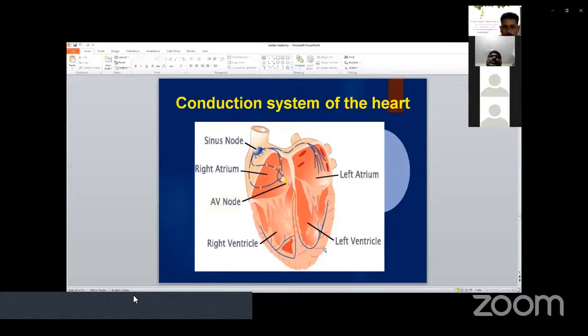So next one is the vascular system. The vascular system is nothing but blood circulation. I have told you that from the right atrium, blood flows to the right ventricle, then goes to the lungs, then oxygenated blood comes back to the left atrium, then to the left ventricle, and then goes all over our body. This is how blood circulation goes inside our body.